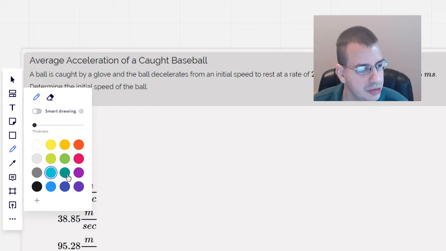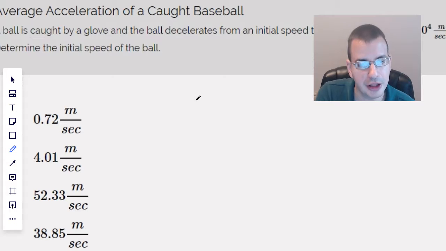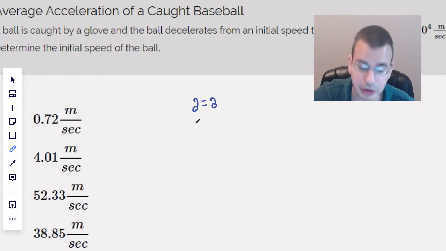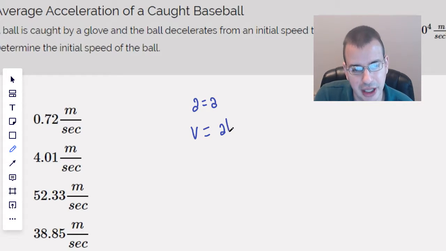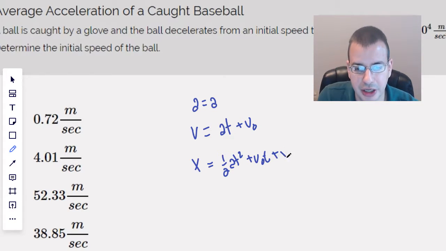Okay, so this is going to be a kinematic equation. The first thing you do with pretty much all kinematic equations is write up the kinematic equations. I like to start with acceleration equals acceleration. Velocity equals at plus v naught. And x equals 1/2 at squared plus v naught t plus x naught.